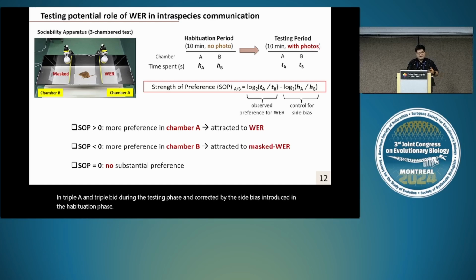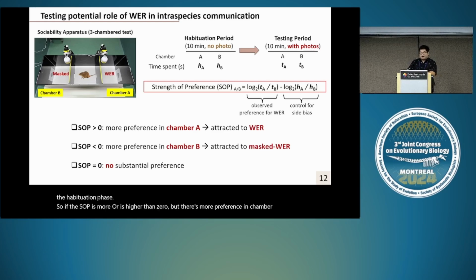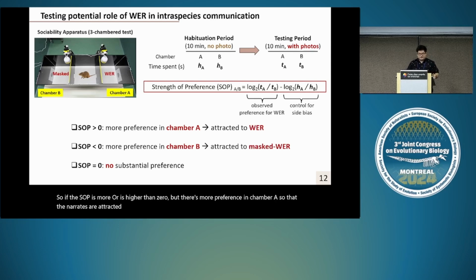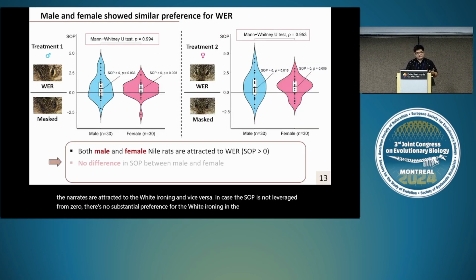So if the SOP is higher than 0, there's more preference for chamber A, and so the Nile rats are attracted to the white eye ring, and vice versa. In case the SOP does not deviate from 0, there's no substantial preference for the white eye ring in the Nile rats. So here's the result.